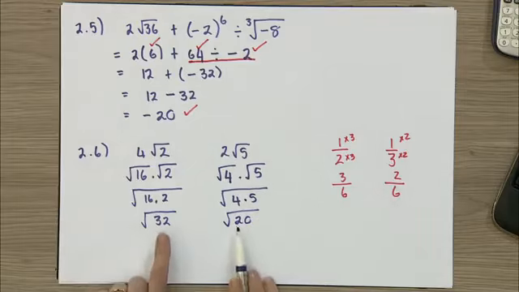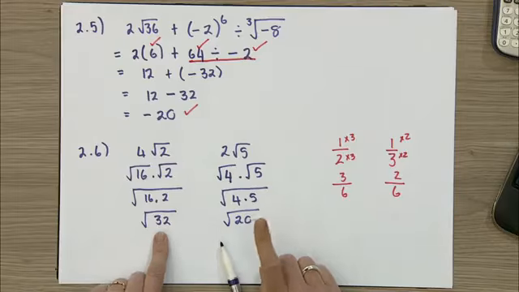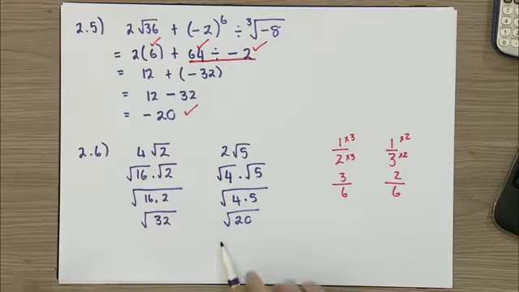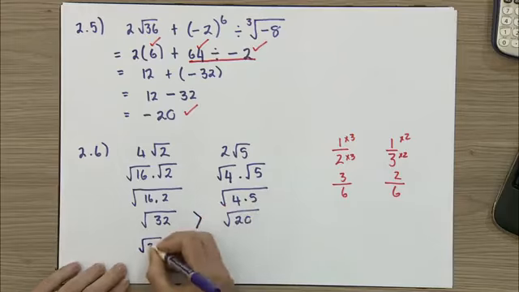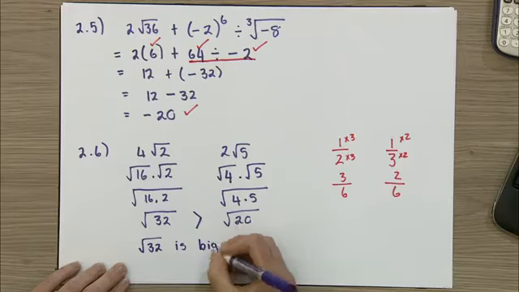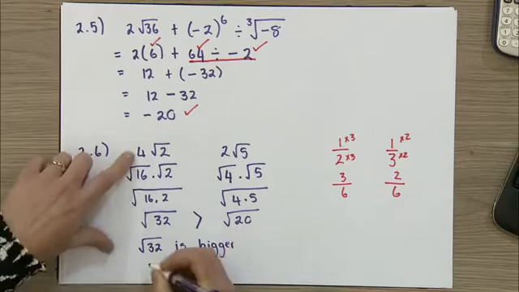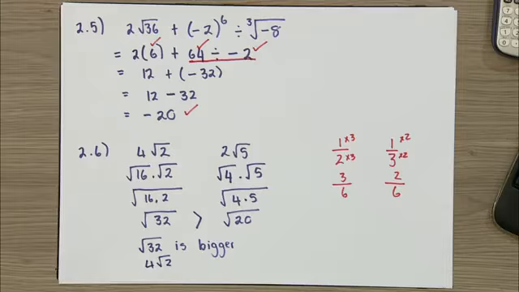And now I can compare. What do you think will be bigger, the square root of 32 or the square root of 20? The square root of 32 is bigger. So my answer is square root 32 is bigger. And that was 4 square root 2. So this one was our bigger one.